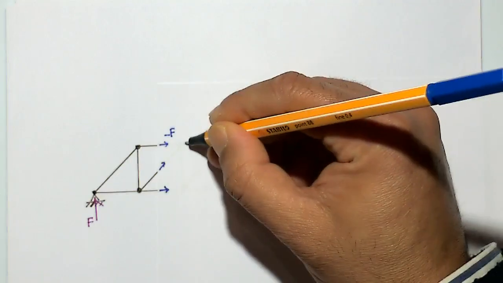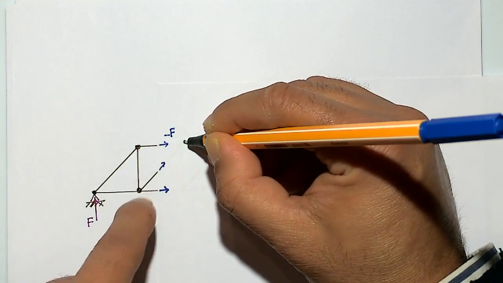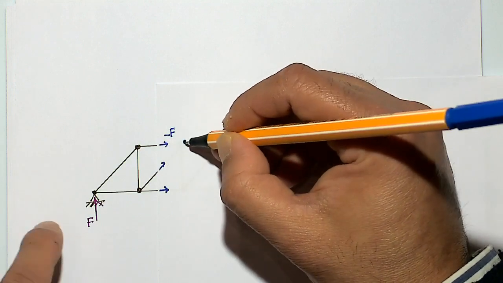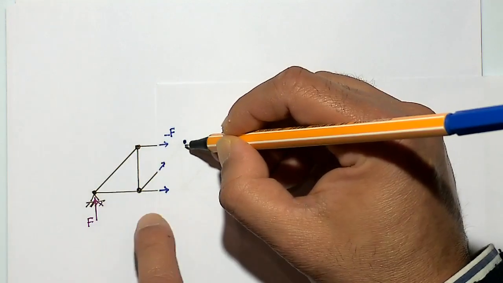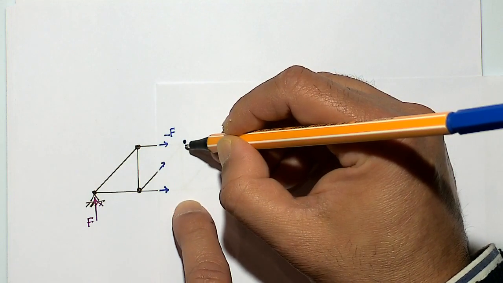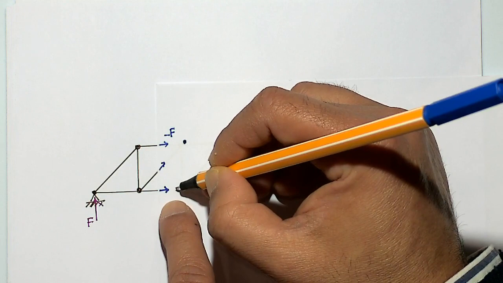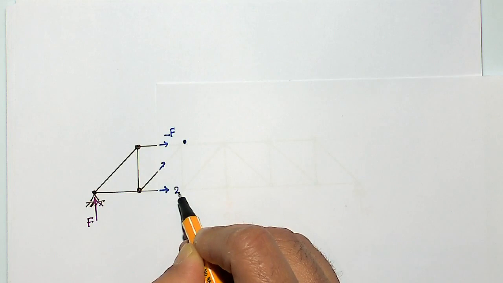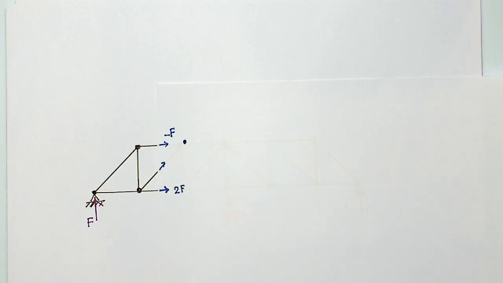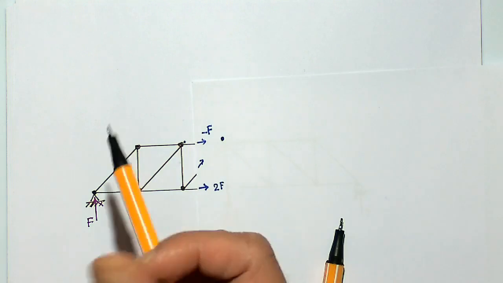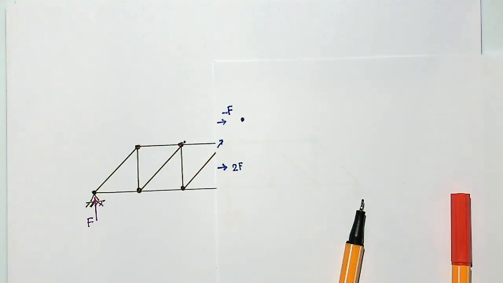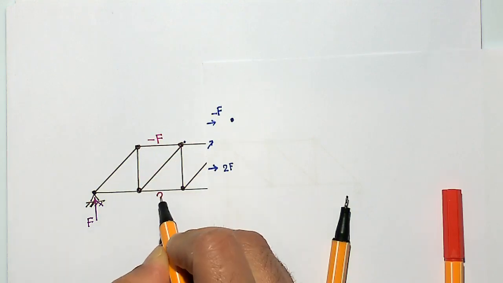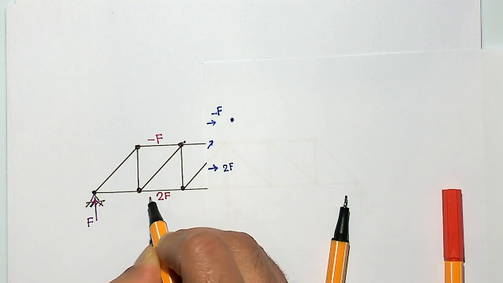If you take a moment about this point over there, then it is going to be cancelled by these two. So you will have F times 2 balanced by this times half of the distance. So that means it would be twice F, right? Approximately. So this is approximately twice F about this distance. So if I write it down, this is minus F. So this is compression, and this is slightly higher force, let's say 2F, with tension positive.